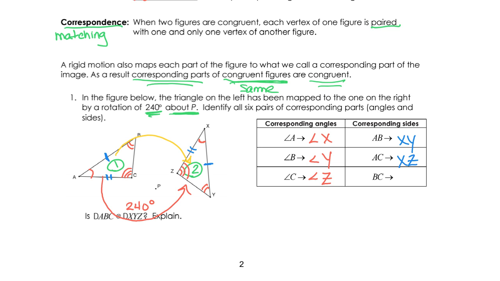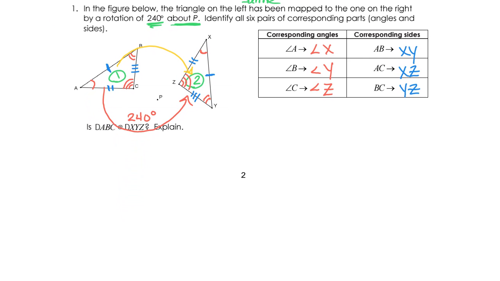And BC is my third side. It's between the 2 arc marks and the 3 arc marks. So between the 2 arc marks and the 3 arc marks will be side YZ. All right, and so we figured out the 3 corresponding sides that match. Okay, so now it says, is triangle ABC congruent to triangle XYZ? And it says to explain.